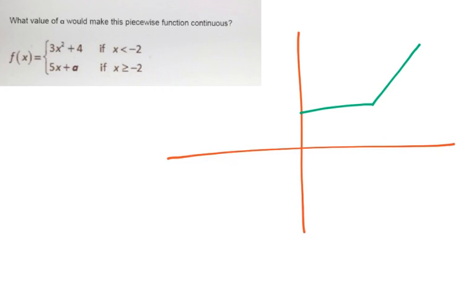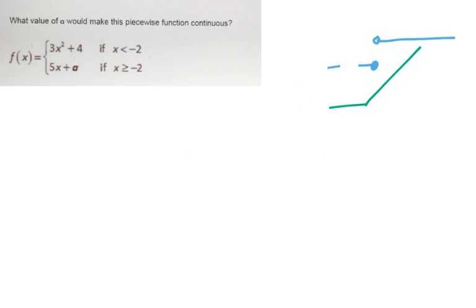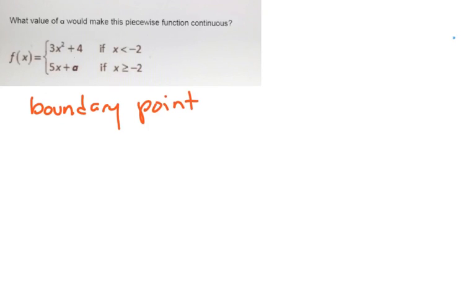So I want to know, at boundary points, is it connected like the green graph, or is there some kind of disconnect at a boundary point? All right? So I want to understand these boundary points. In this instance, the boundary point, the point where the function shifts from one function to the next, is -2. Okay? So I need to know, at -2, if I plug in the x value of -2, is it going to give me the same y value out?